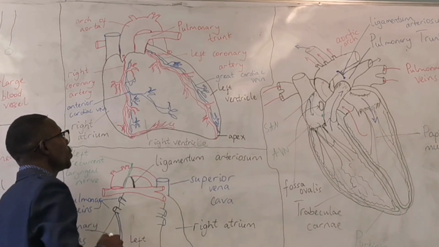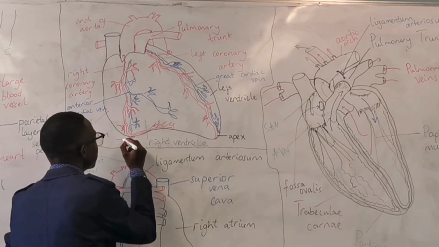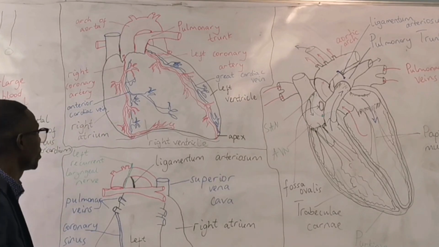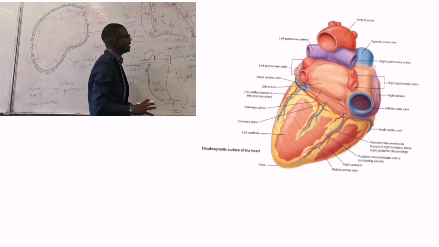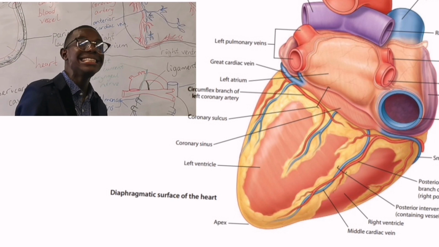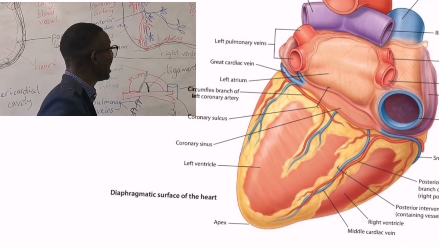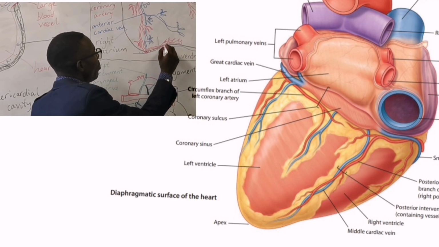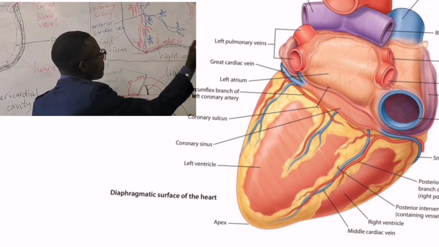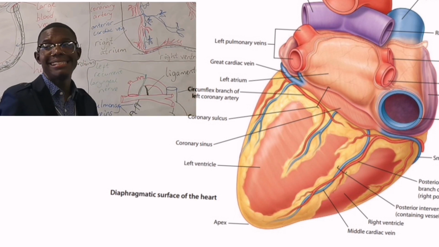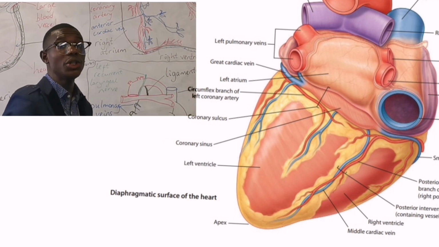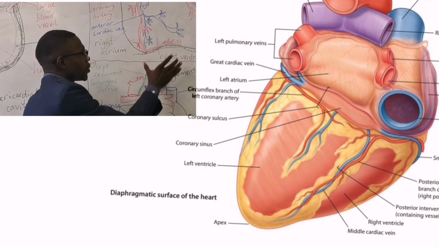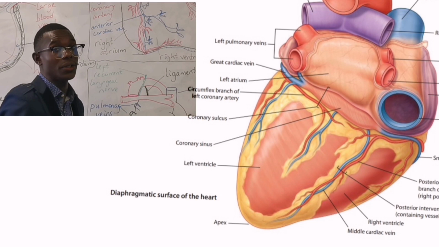And then we are going to have what we call the diaphragmatic surface. This surface sits on the central tendon of the diaphragm. So we are going to have a ligament that connects the diaphragmatic surface with the central tendon. That is the pericardiophrenic ligament.